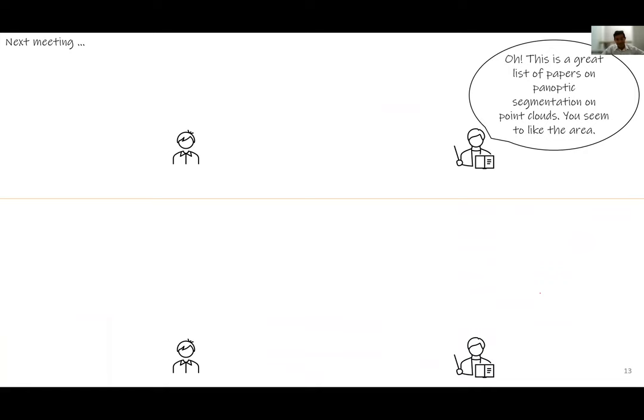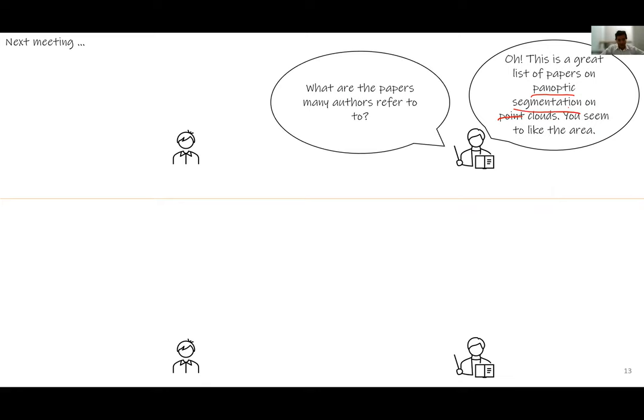And then next time the student comes, oh, this is a great list of papers on panoptic segmentation on point cloud. So the student has found some interest in this area. The professor also, I think, knows this area, and then he has listed some papers. What are the papers many authors refer to? Yeah, he's asking now what this means. The student listed 10 recent papers, let's say.